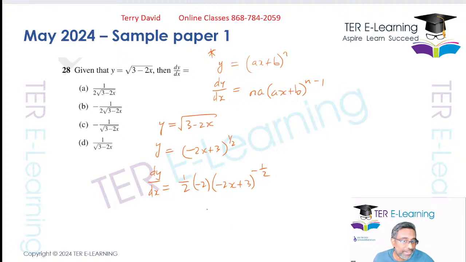Now that's the answer there, but none of the answers really look like that. So what we're going to do is write this over. A half by minus 2 is minus 1, so there's a minus sign here. And this is going to be 1 over the square root of 3 minus 2x, which in this case is going to be C. So that's the answer for question 28.